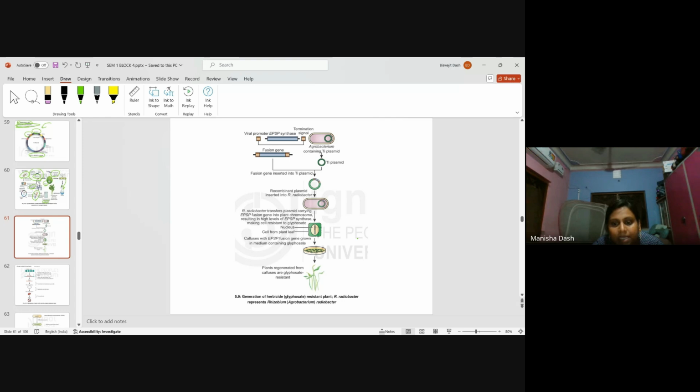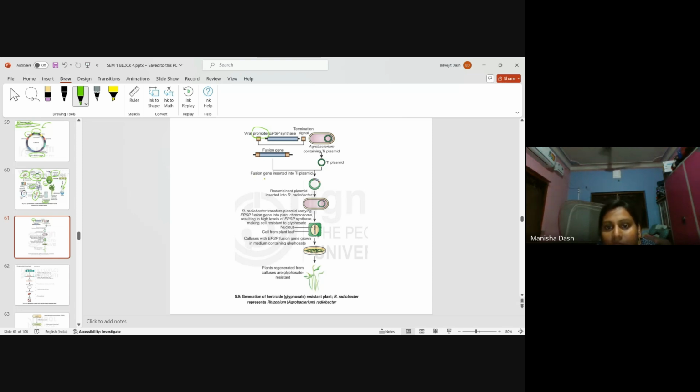So we will see some examples of exactly how it is useful. Here is the generation of a herbicide resistant plant. Herbicide means a chemical that can kill a herb. Okay. So this is the viral promoter, and this is the EPSP synthase, which is actually the enzyme acting against the herbicide, that is the chemical. And this is the termination signal. Similarly, in the Ti plasmid you will be inserting the fusion gene. Okay, so the promoter is highly essential. Without the promoter, this particular EPSP synthase will not be expressed in the Ti plasmid.